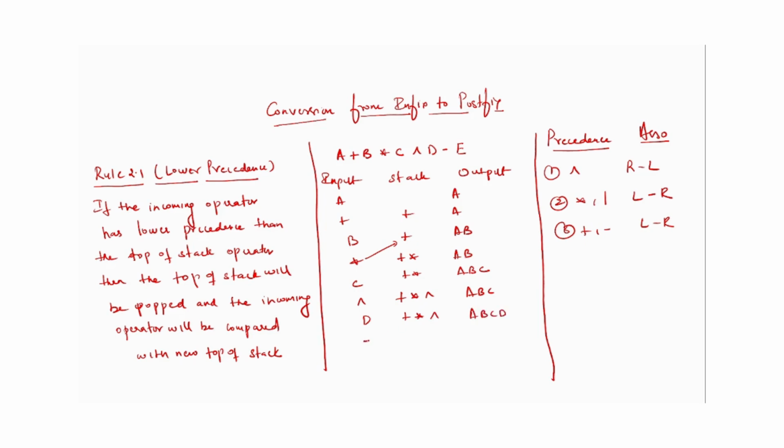Then comes minus. So we have to be careful here. This is where our rule applies. If the incoming operator has lower precedence, so minus and exponential, minus is the incoming operator which has lower precedence than exponential. Then what do we do? We compare it with the top of the stack, which is exponential, and then the top of the stack will be popped out. Okay, this we know, we have seen in the previous rule, right?